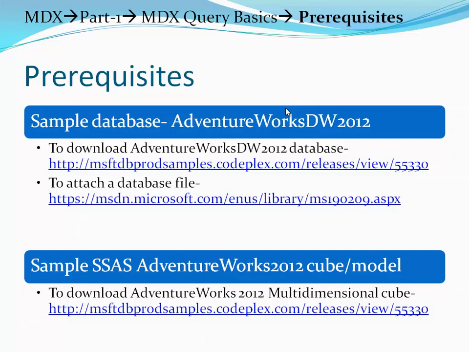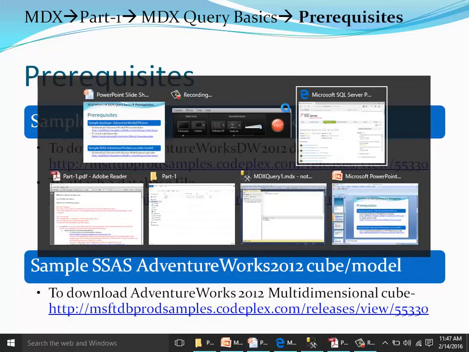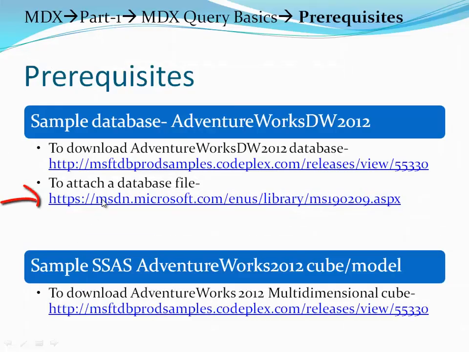To practice all the MDX queries that I'll present in this and subsequent videos, you will need to download the MDX 2012 database and MDX 2012 cube. To download the MDX 2012 database, just follow this link. This link will take you to this Codeplex page. Here you should download this MDX 2012 data file. It is just an MDF file. Once you download this file, you will need to attach it. If you don't know how to attach a database file, read the instructions at this link.